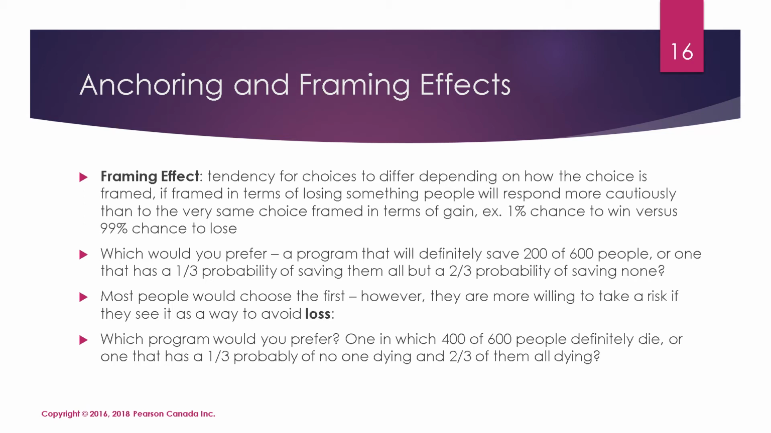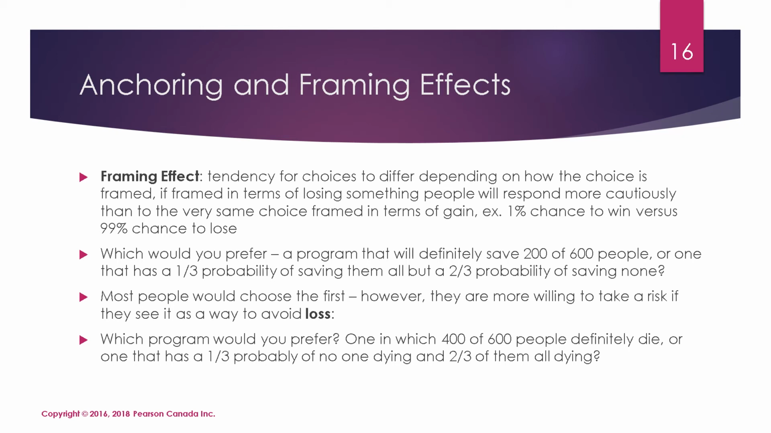And so this effect is really well characterized by a very classic example. Which would you prefer? If I told you I had a program, like say a vaccine or a treatment, that will definitely save 200 of 600 people, or one that has a 1/3 probability of saving them all, but a 2/3 probability of not saving any people.